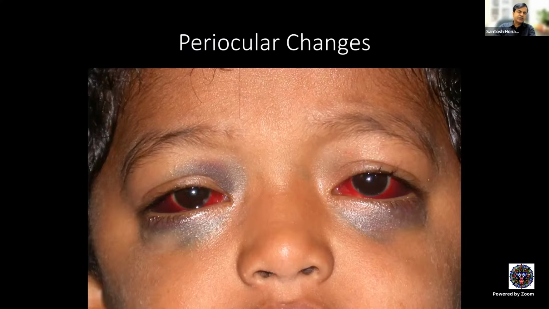Now, periocular changes also help you diagnose a patient. This looks like a battered baby, right? But it is not. This patient has metastatic neuroblastoma. But you should first describe it. He has bilateral raccoon sign, yeah. Periocular hemorrhage with temporal fossa fullness. Right? So this is metastatic neuroblastoma.